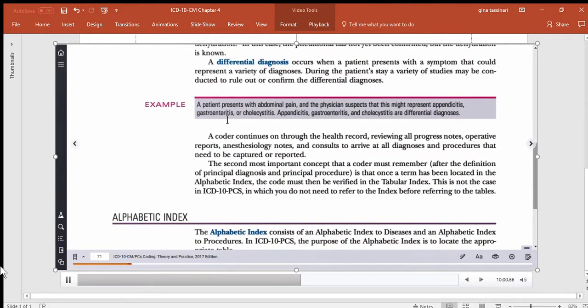They give you an example here. Patient presents with abdominal pain and the physician suspects that this might represent appendicitis, gastroenteritis, or cholecystitis. So that you would code the abdominal pain as their diagnosis code until the tests have been run and the exams have been done to confirm what it is that they actually have.